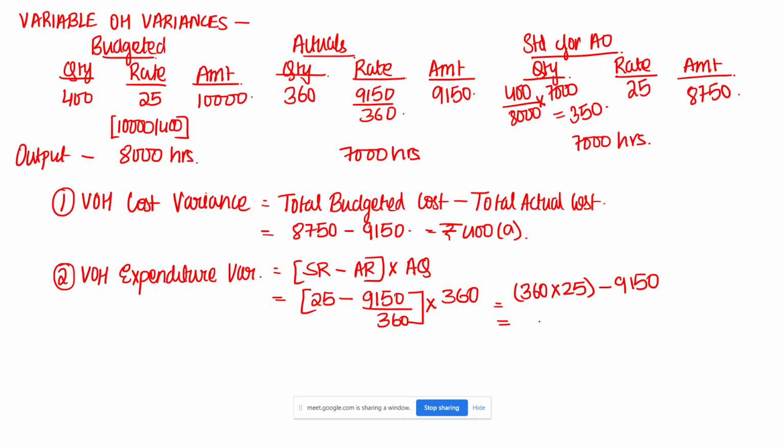Yeah. So 9000 minus 9150. So that becomes 150 adverse. Right?